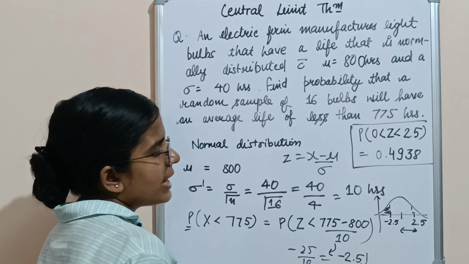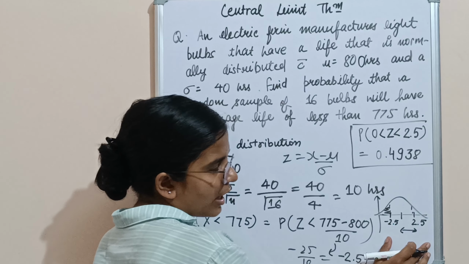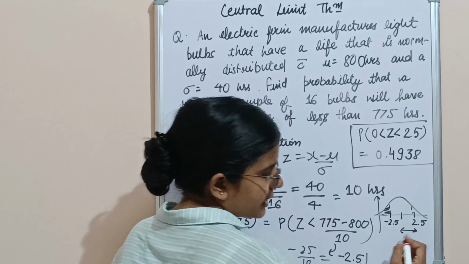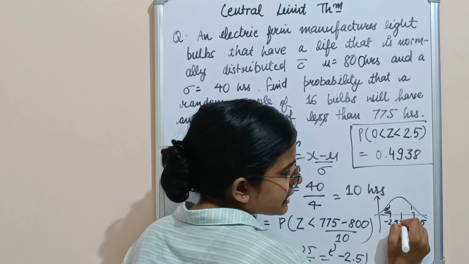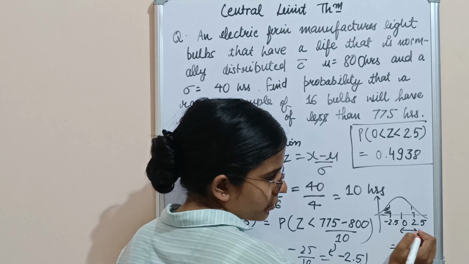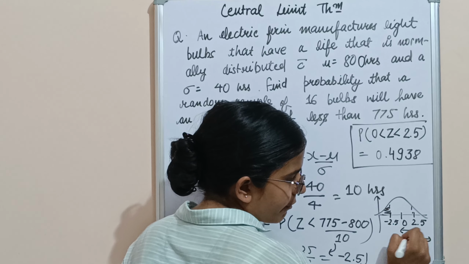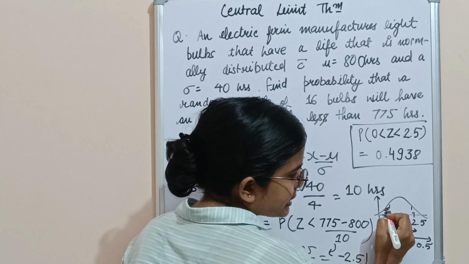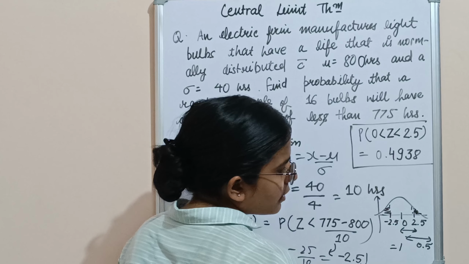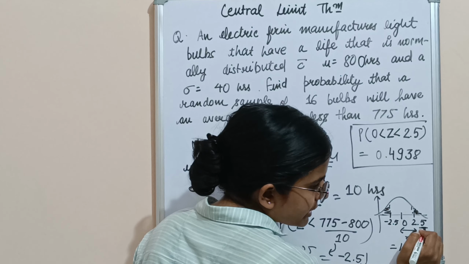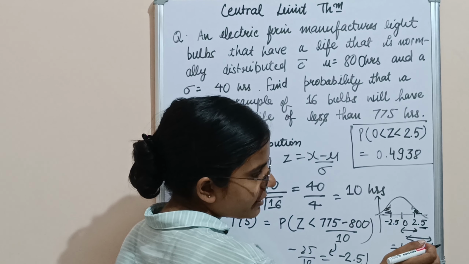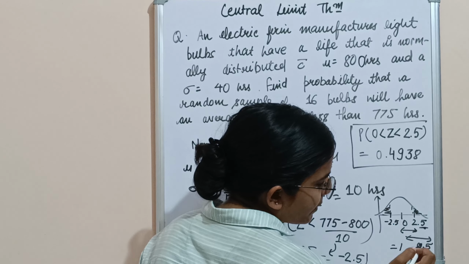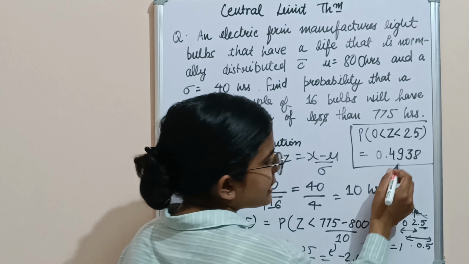As we know, the whole area under the graph is 1, and this graph is symmetric about z equal to 0. So this whole area will be 0.5, and this area and this area are equal. If we can find this area, that will be our answer. So this area will be 0.5 minus this area that is given to us.